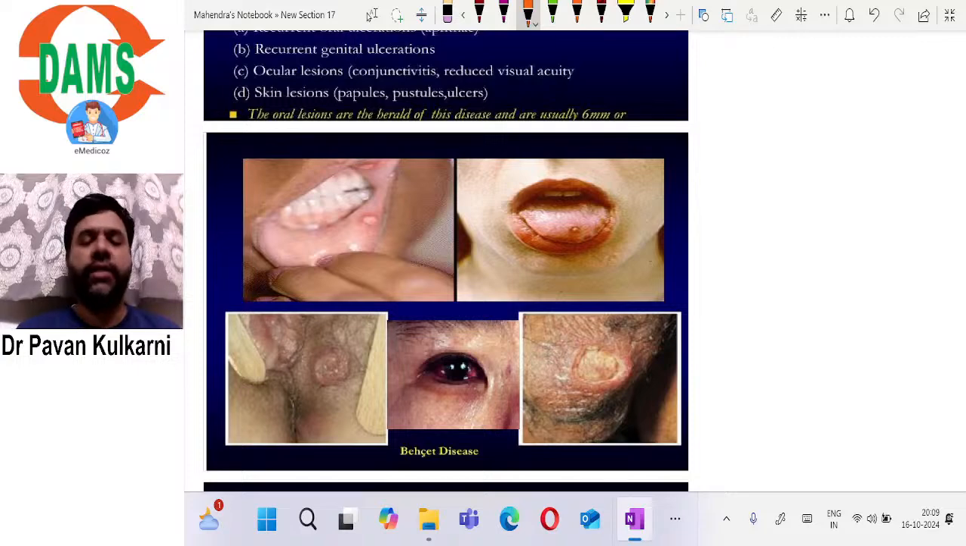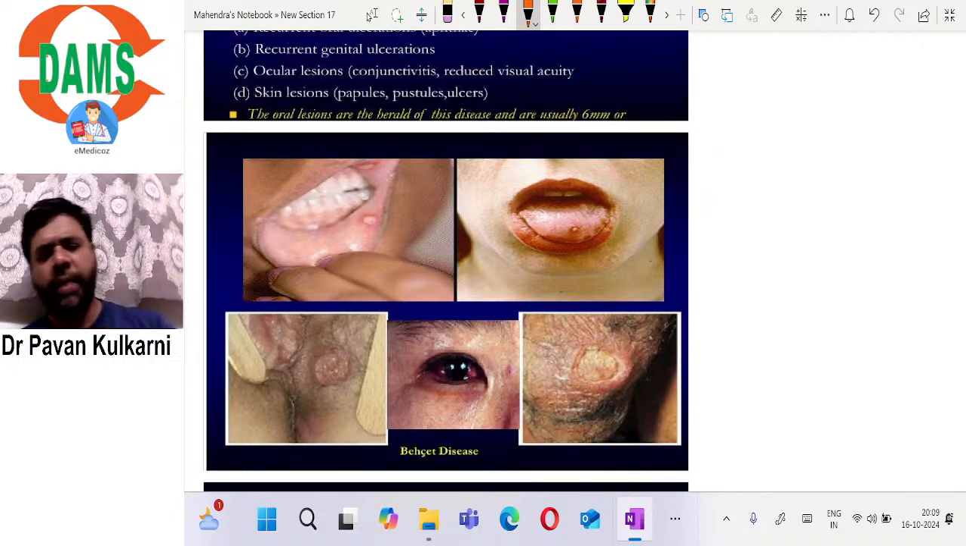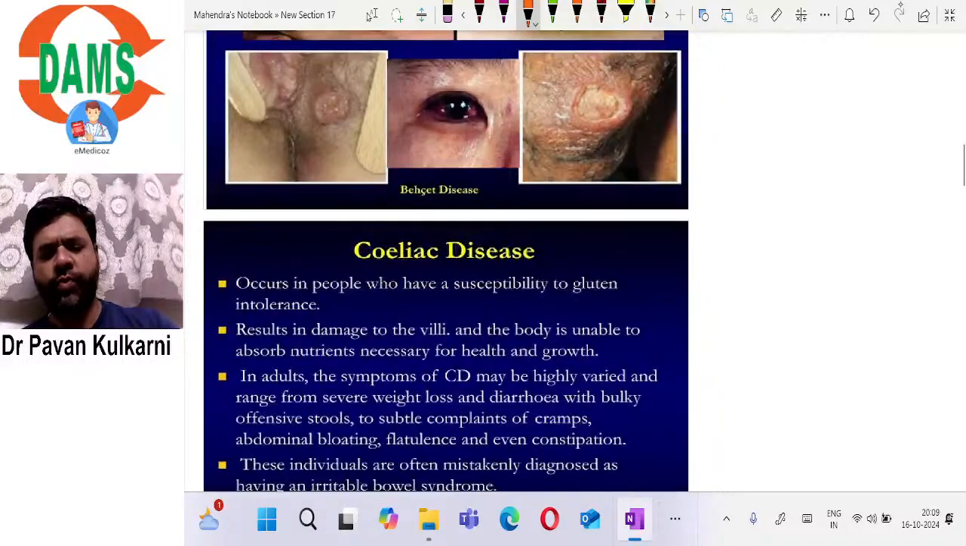will show oral ulcers. So this is an image characteristically where we can see oral ulcers, conjunctivitis, genital ulcers. All these are the important manifestations that you see in case of Behçet syndrome.